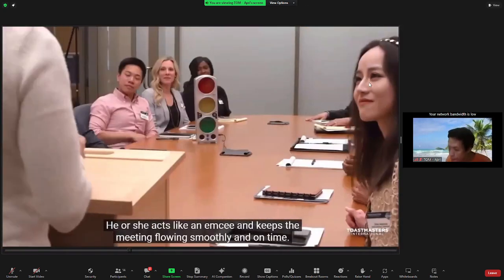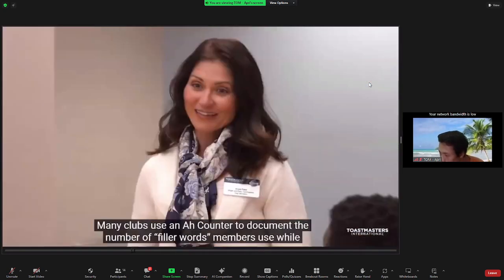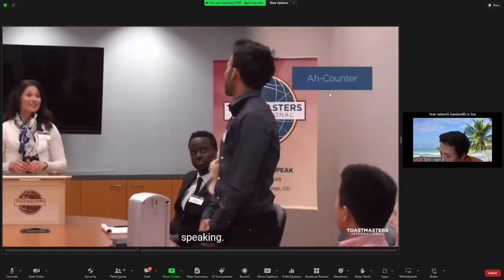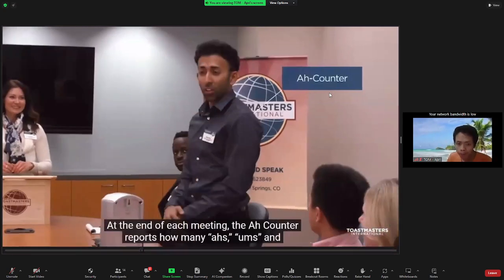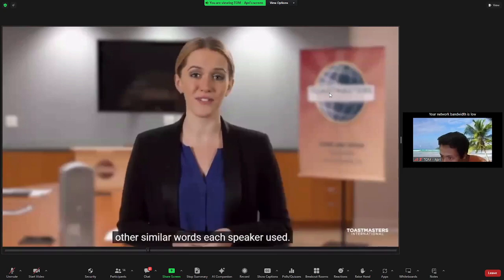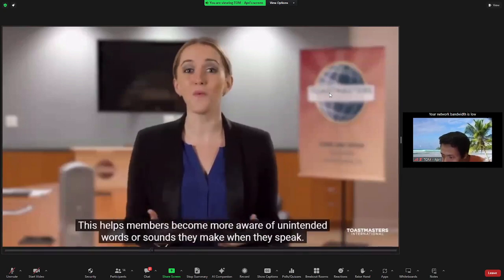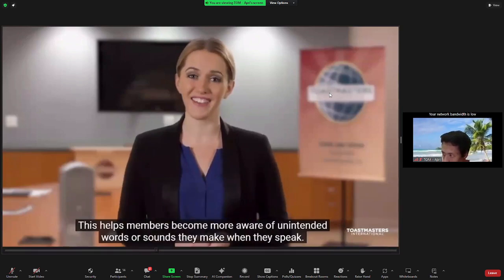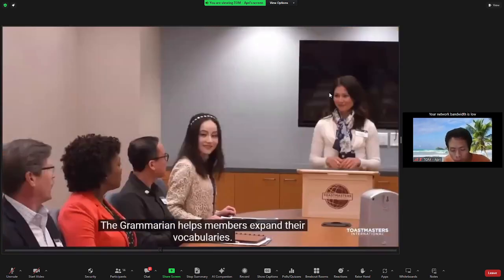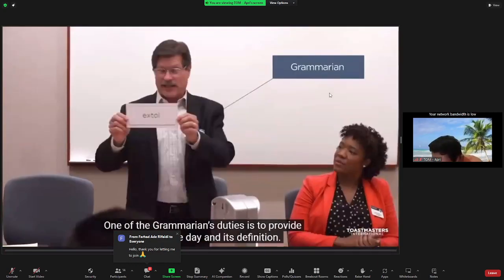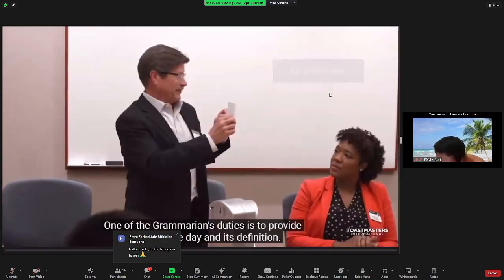Many clubs use an awe counter to document the number of filler words members use while speaking. At the end of each meeting, the awe counter reports how many ahs, and other similar words each speaker used. This helps members become more aware of unintended words or sounds they make when they speak. The grammarian helps members expand their vocabularies. One of the grammarian's duties is to provide a word of the day and its definition. If a member uses the word of the day or says something well, the grammarian calls attention to it.